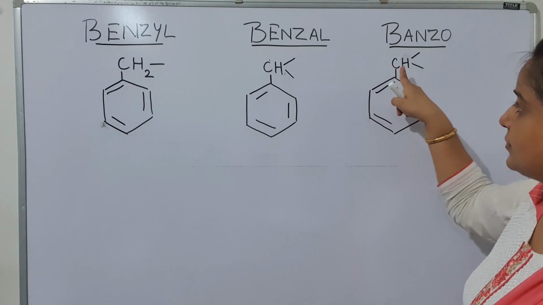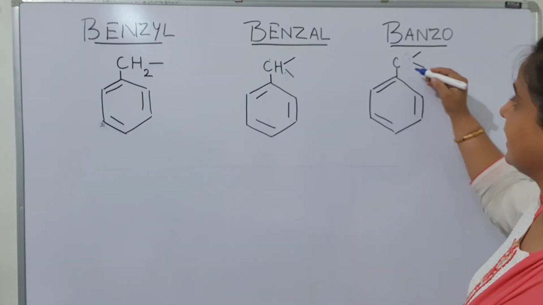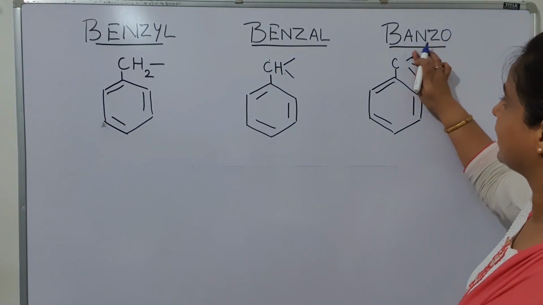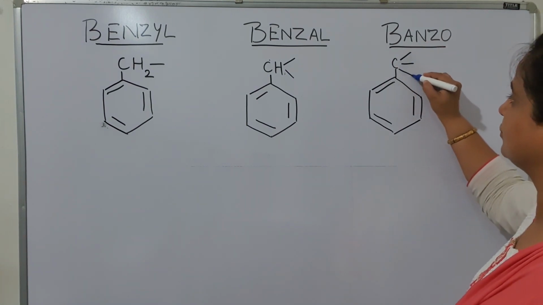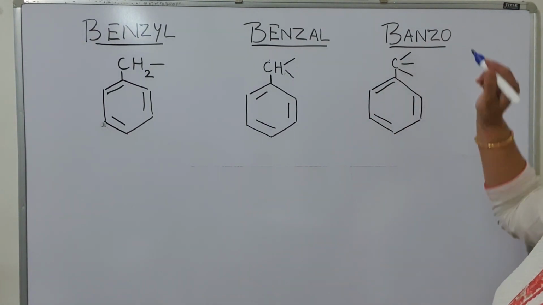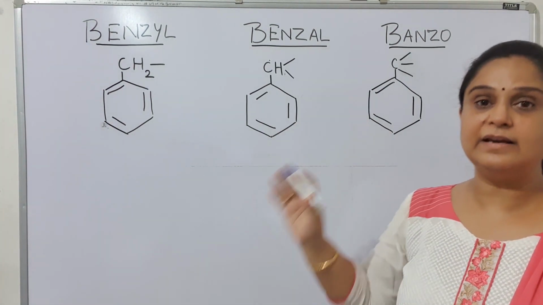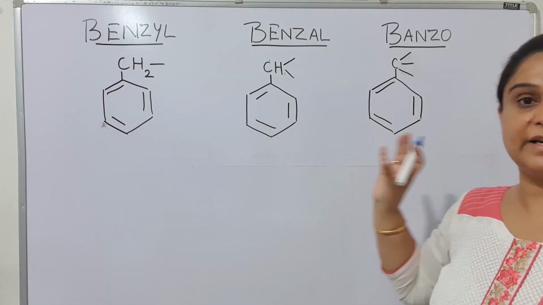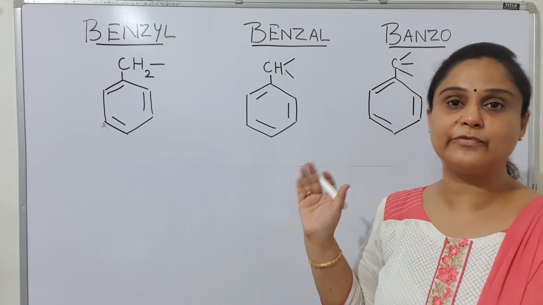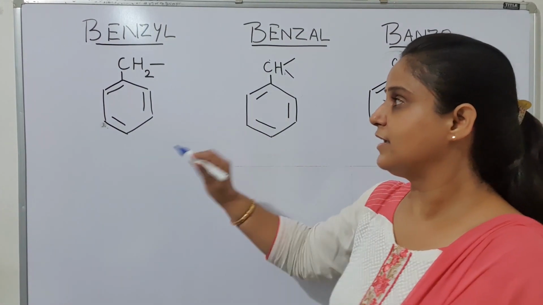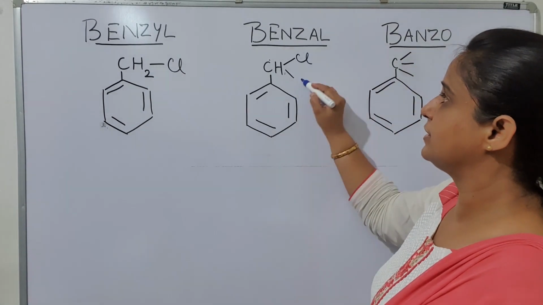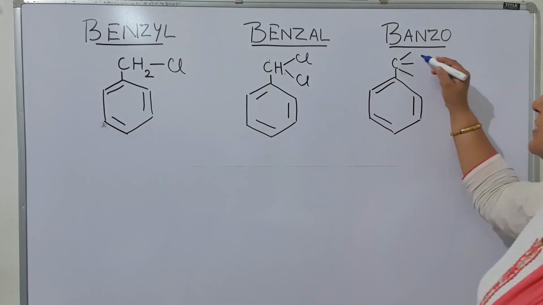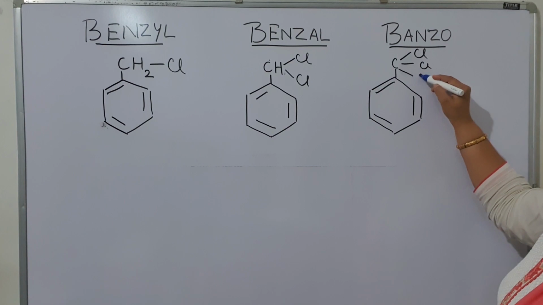Next, see what we are making. This time I am removing one more H from here, and three valencies of carbon are left out: 1, 2, 3. This is called the benzo group. So we have benzyl, benzal and benzo groups, which are created from toluene by the removal of H. So this is benzyl chloride if I use chlorine here, this is benzal chloride, and this is benzo chloride.